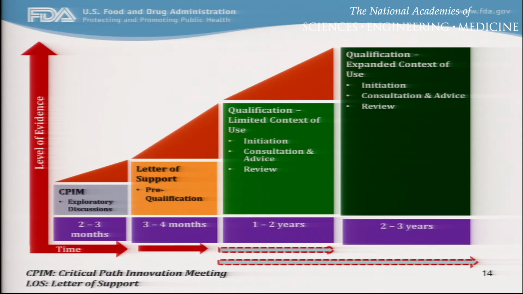FDA has launched some initiatives recognizing that biomarker qualification is a long process. People run out of time, resources, and other patients included. The initiatives are the critical path innovation meeting, which helps with discussions on exploratory biomarkers, and the letter of support, to shine light on some promising biomarkers and to encourage biomarker development. These two are not part of the qualification program or process, but they help in that process.